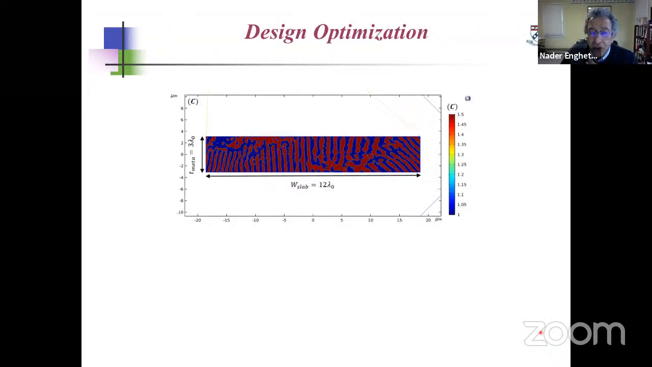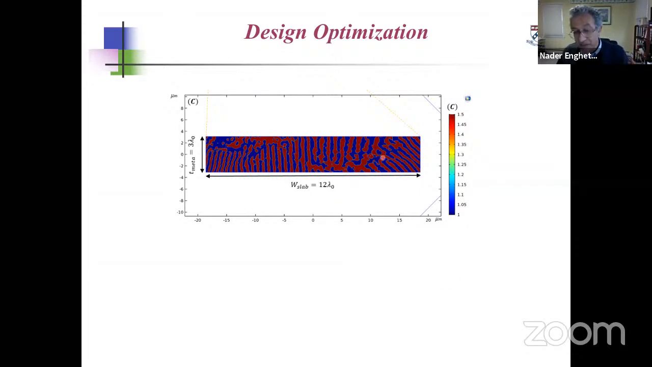So if you use the concept of design optimization or inverse design, in our theoretical work, we came up with this distribution, which consists of two materials. The blue region is just air, and the red region is a material with a permittivity of 1.5, for example.